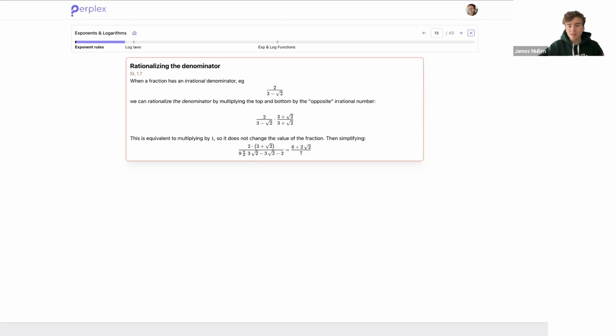The key here is to notice that the terms with root 2, or the terms with the root in general, are going to cancel each other out because I've multiplied by the opposite term. So it's basically going to give me a difference of squares, and I can ignore the square roots. So I'm going to get 3 squared minus root 2 squared is 9 minus 2 is 7.